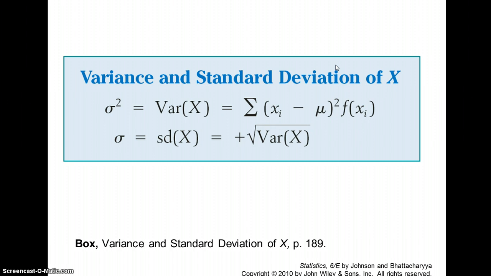Again, we don't have 20 numbers. Imagine you are doing the experiment infinitely many times, so you will have a probability distribution. And so the formula is still kind of similar. We don't use x bar.